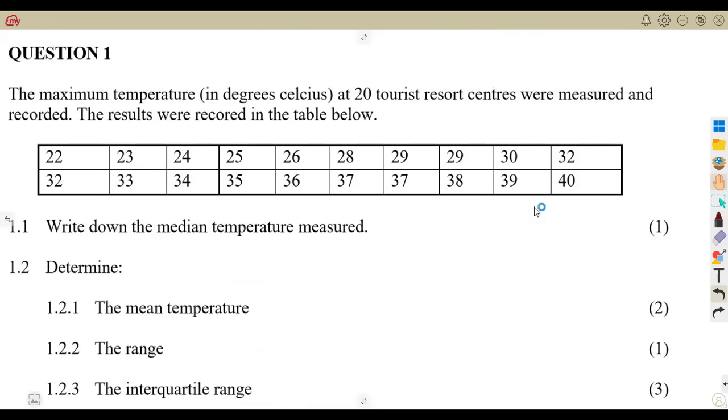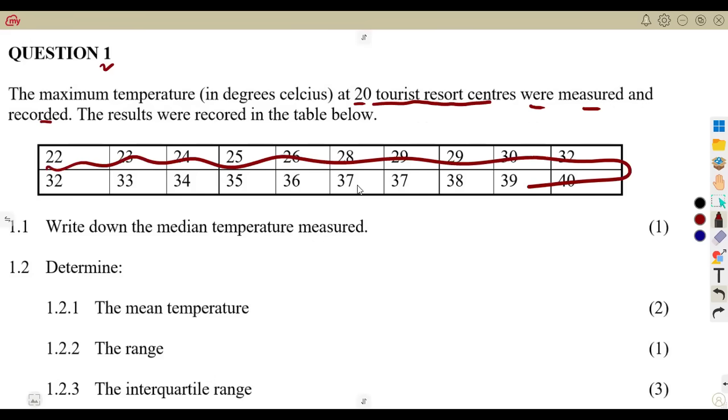So, moving through our questions, question number 1. We are given the maximum temperature in degrees Celsius at 20 tourist resort centers. The temperatures in degrees Celsius from 20 different resort centers were measured and recorded. This is the information that is given. The results were recorded in the table below. On 1.1, write down the median temperature measured.